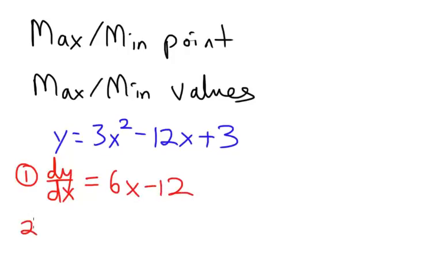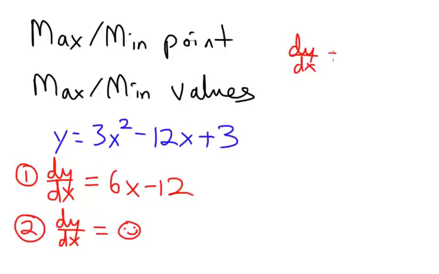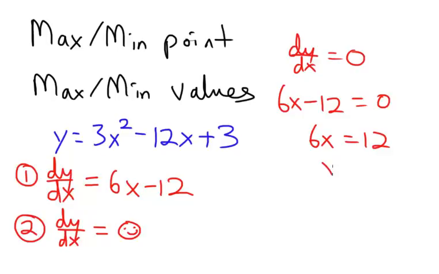The second step is to put dy/dx equals 0. Remember, it has to be 0. So we put dy/dx equals 0: 6x minus 12 equals 0. So we can solve this equation and look for the x. And then you get x equals 12 over 6, which is 2.